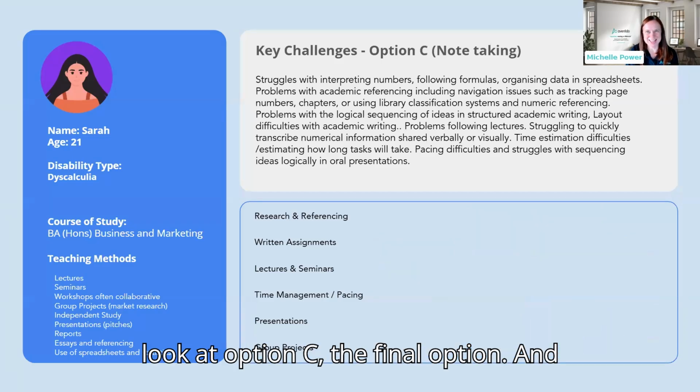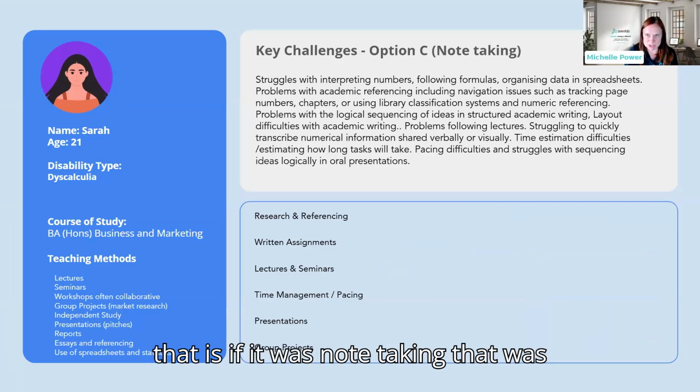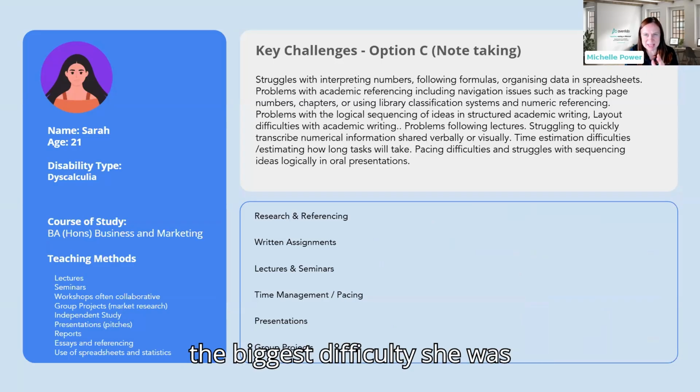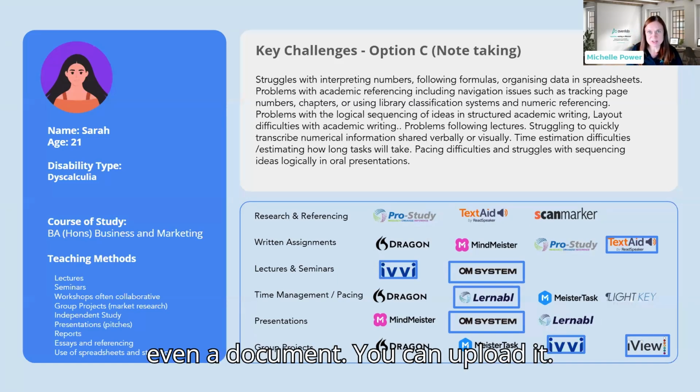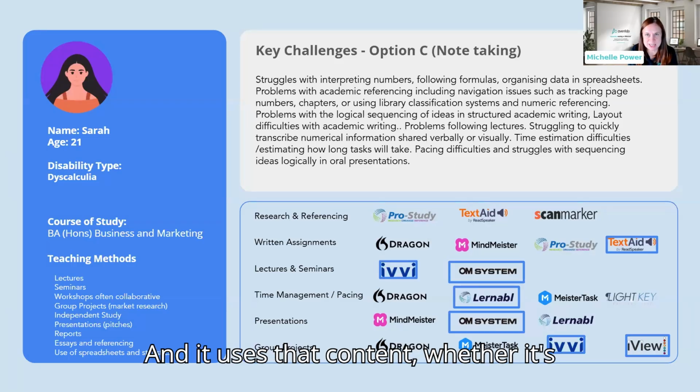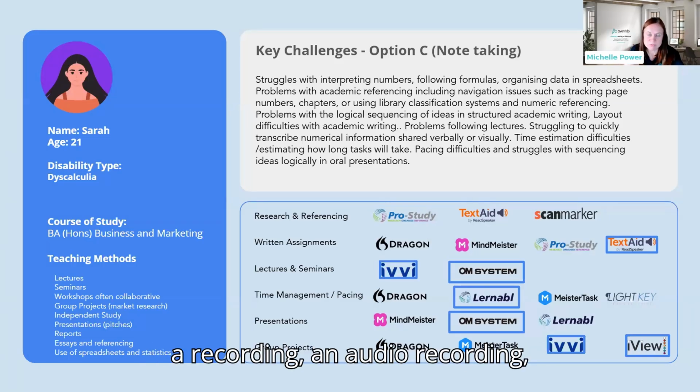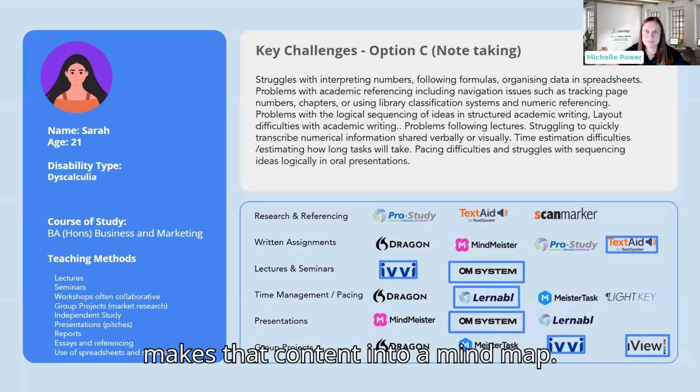Let's look at option C, the final option, and that is if it was note taking that was the biggest difficulty she was finding with her studies, and that would be Ivy Notes. Ivy Notes records lectures, meetings as well, any audio, and even a document. You can upload it, and it uses that content, whether it's an audio recording or some text, and it makes that content into a mind map.